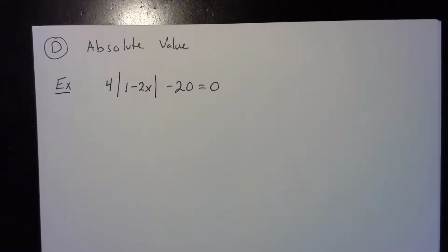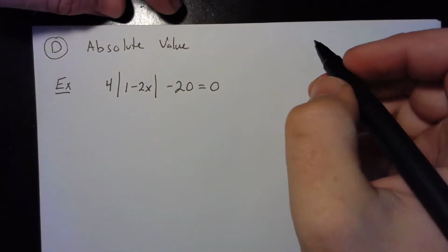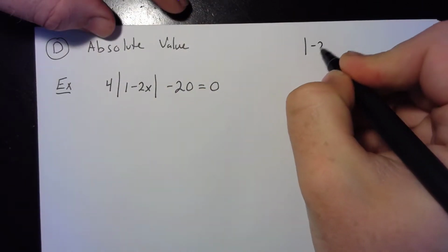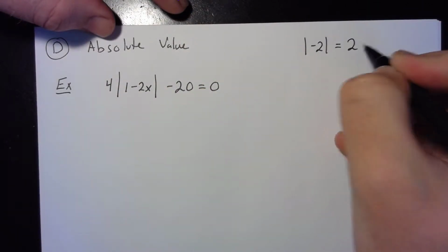In this video, we'll be talking about solving absolute value equations. Now, when we look at absolute values, one of the rules that we have is that anytime you plug something in here that ends up being negative, it spits back that positive number.